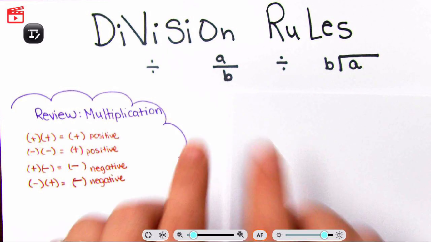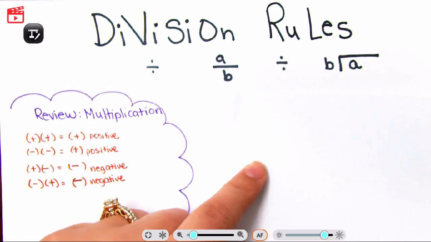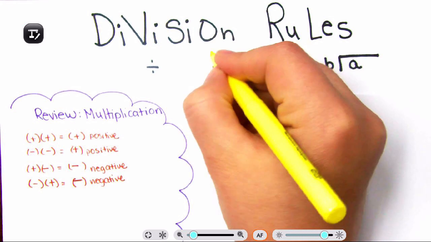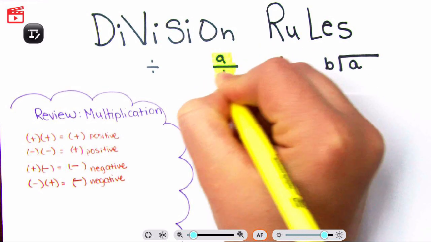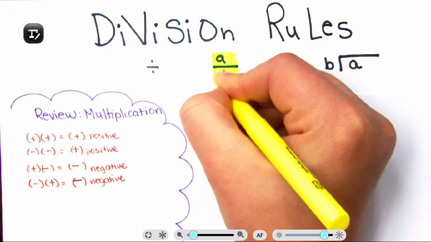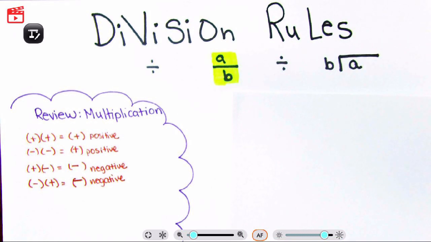All right, these are the ways that you're going to see division. The one that you're going to see most in our class is going to be in the form of a fraction. So it's going to be a number over a number. But when you read it, it's divided by. So A divided by B. All right, let's talk about those division rules.